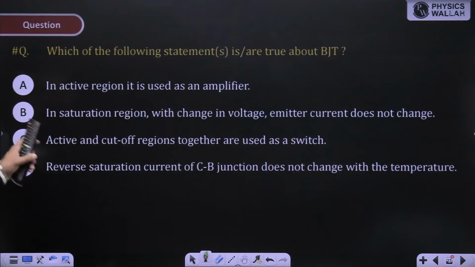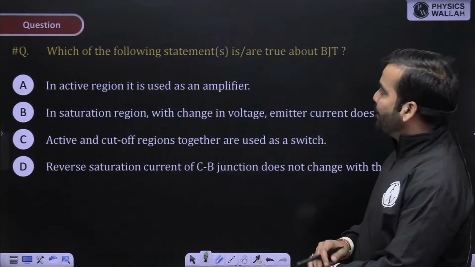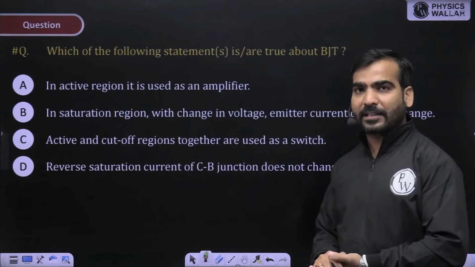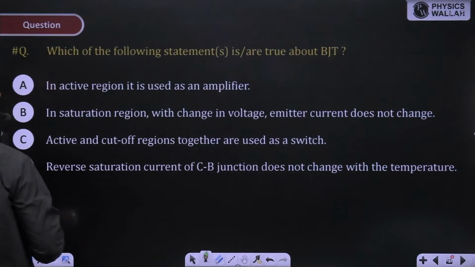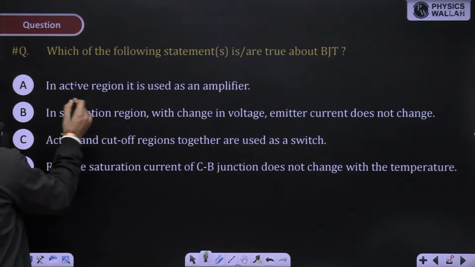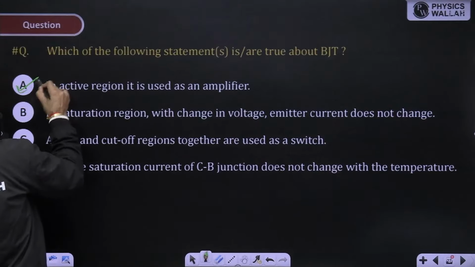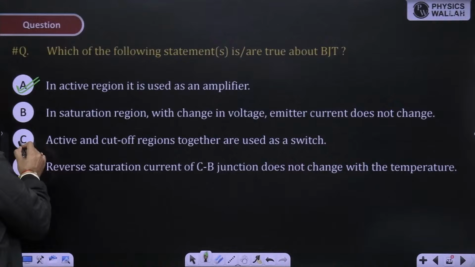operation. Now this question belongs to the BJT. Question is, which of the following statements is or are true about BJT? For BJT, which of the following statement is or are true? So it is MSQ. In active region, it is used as an amplifier. Yes, BJT acts as amplifier in the active region. Everyone knows about it.